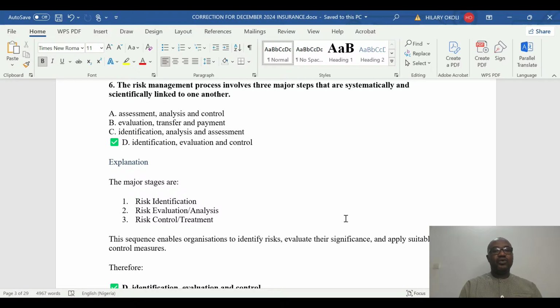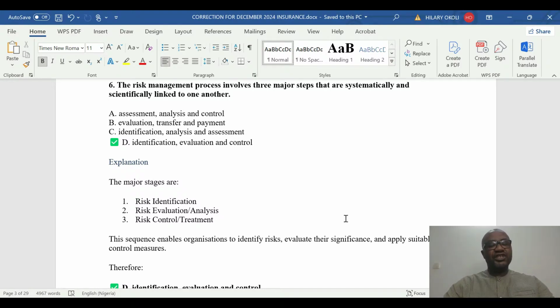So to explain this, the major stages are risk identification. You have to identify what is the risk, you know, say this is what the issue is. That is risk identification. Then you go to evaluation or analysis. Okay, this is what it is. You now make some evaluation. Okay, can this go? This will not go. This is what will go, and all that. This is the challenge. This is the main issue. So you are evaluating what you have identified.